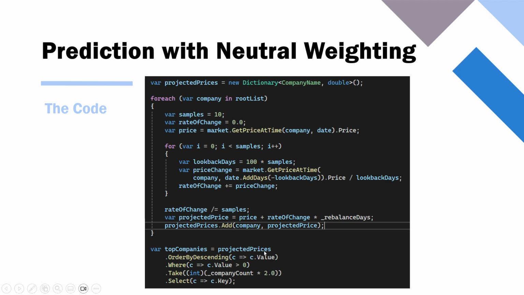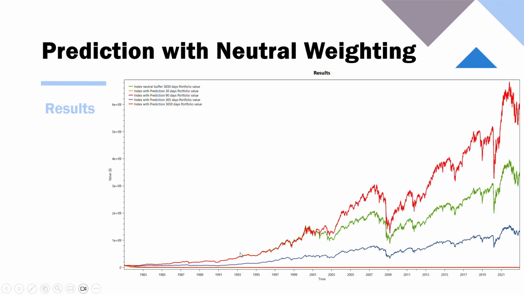So then we do the same top companies thing, but instead of the market, we do the projected prices to get the top companies. What does this look like? Well, we win again. This is now our best result by far. Nearly double the effectiveness of the naive implementation.